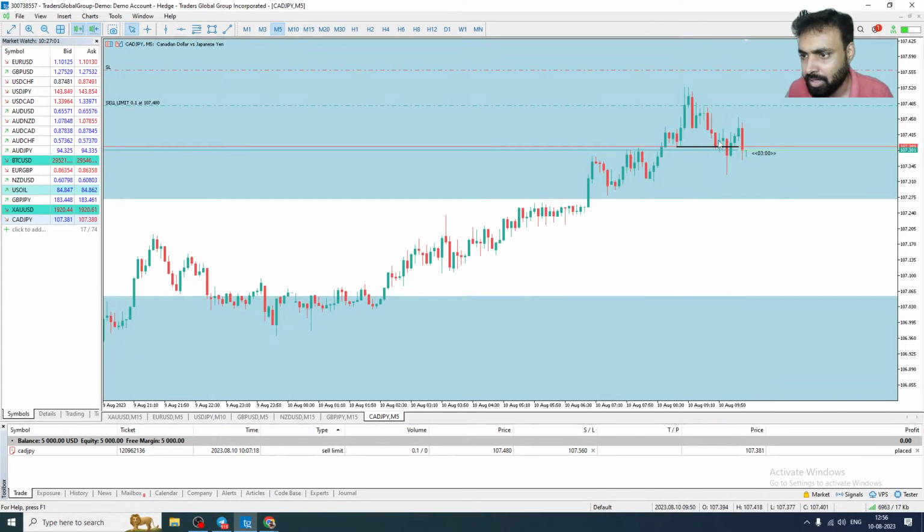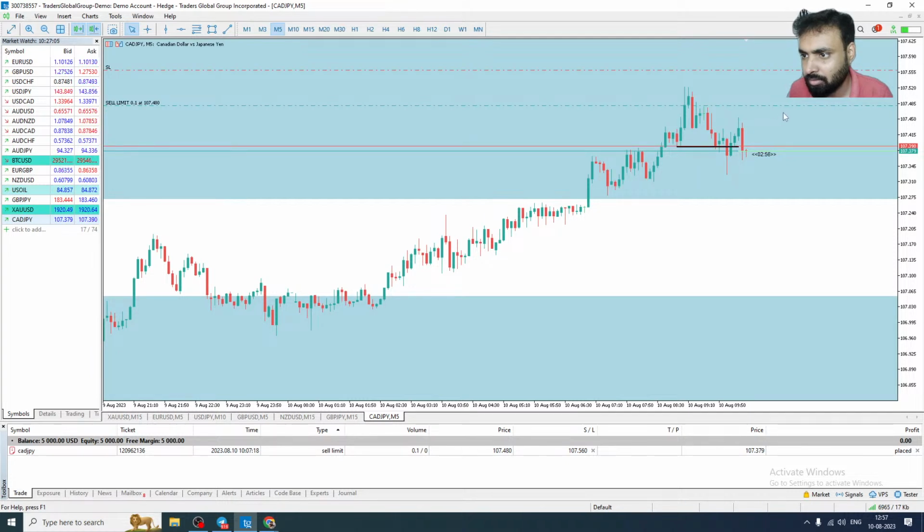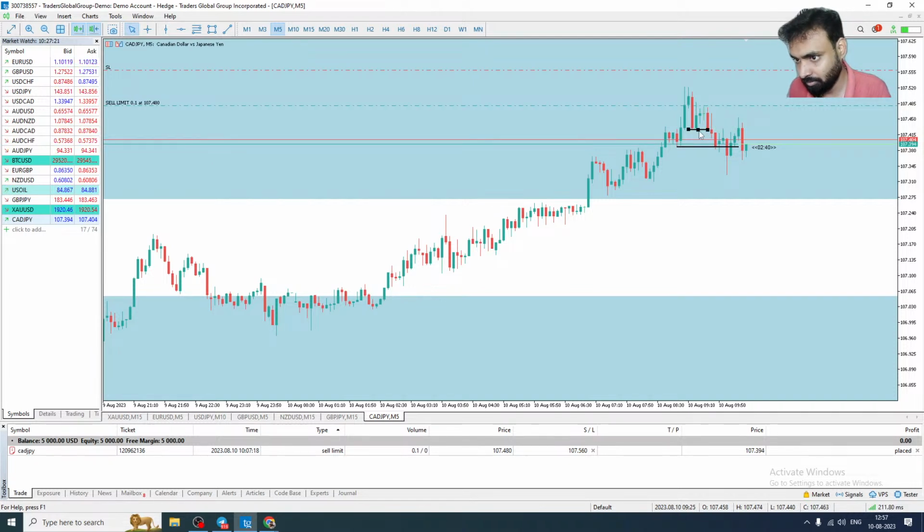CAD JPY is struggling. So I believe it will go up a little bit like this, and one break of structure happened. So only one break happened. Okay, you can count this also, but I don't count this. I believe this is the one break of structure, and we want to see one more also, but we placed the entry. Let's see.